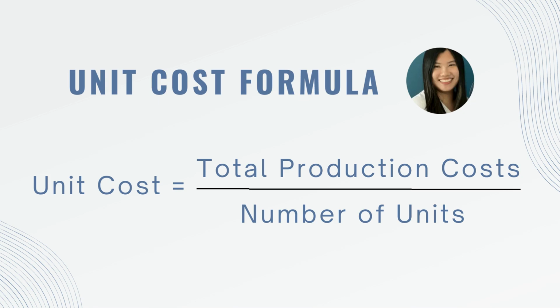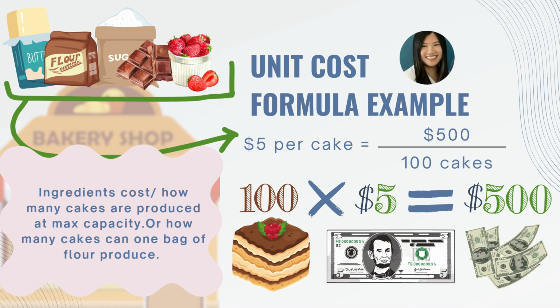Now for the number of units produced, that is the total quantity of goods manufactured or the total number of services delivered during the same period for which the total production costs were incurred. To give an example of the unit cost formula, let's say a bakery spends $500 on flour, sugar, labor, and other direct costs to bake 100 cakes.